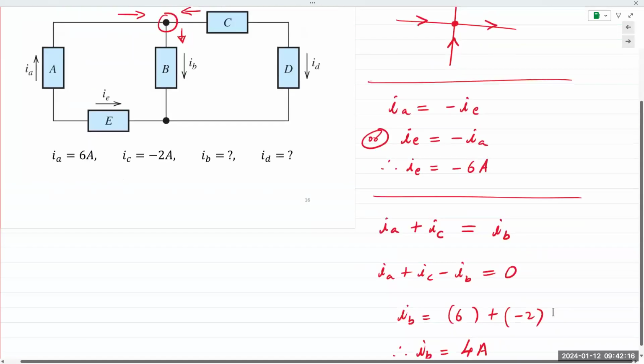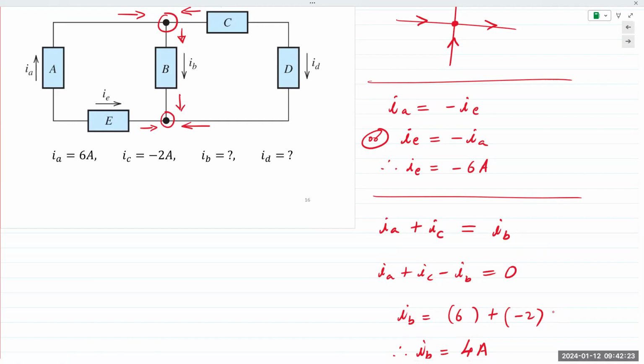ID is simply entering this junction, IB is entering, and IE is entering. All three of them are entering the junction, which is not physically possible, right? But again, if you're given these directions, you stick with those. You do not change them mid-problem. Any assumption that you make at the beginning of your analysis, you stick with it right till the end. If you change your assumptions in the middle of your analysis, you will end up with the wrong answer. So do not do that.